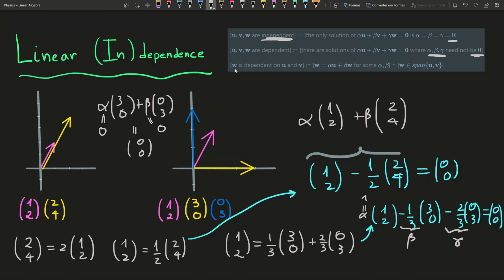Now, to say that W is dependent on U and V, meaning you can write W as a linear combination of these, means that W is equal to alpha U plus beta V for some alpha and beta. Or in other words, W belongs to the span of these two vectors.